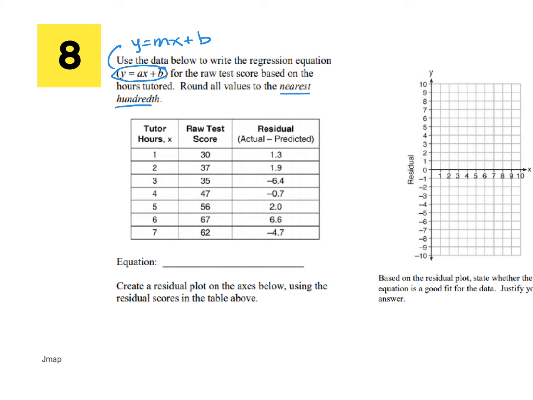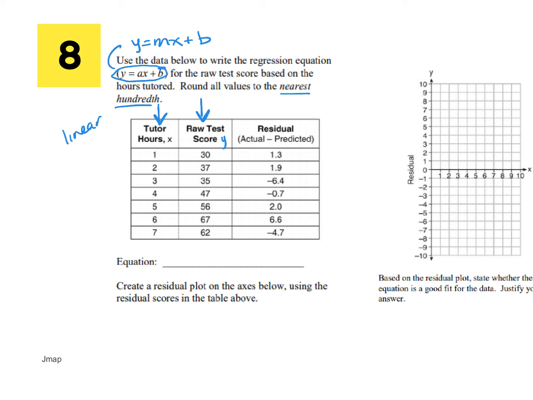So what you're going to do is key this stuff in, but you need to know what to key in. You want to key in your x, which is your tutor hours, and your y, which is implied, your raw test score. So your x and your y, and then you're going to do a linear regression. I would choose the choice that says ax plus b, or it may have different variables in the calculator. The goal is the x's first for your list.